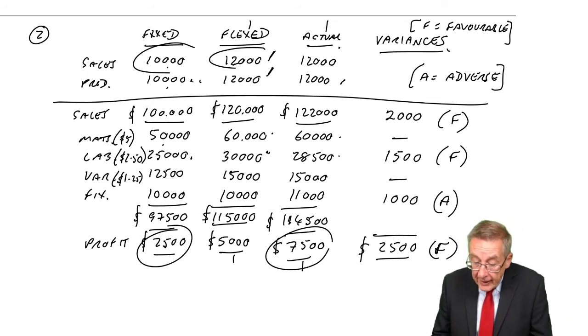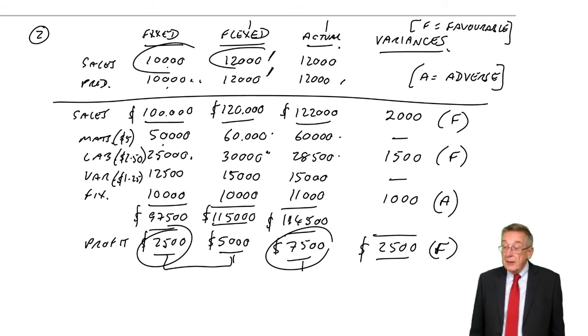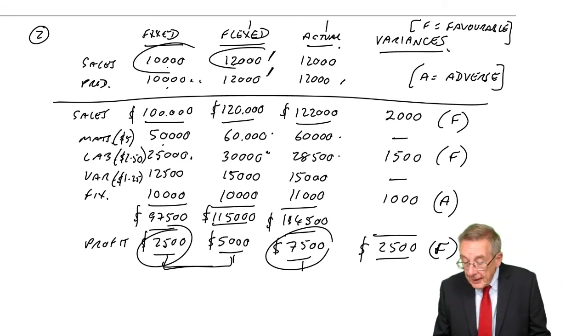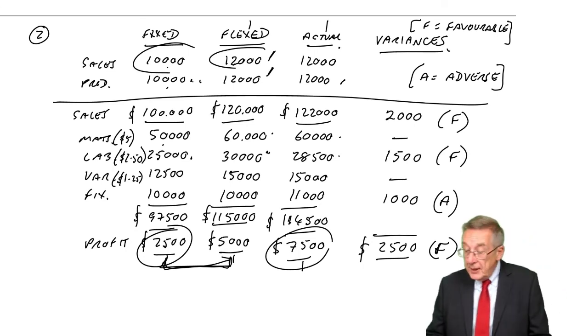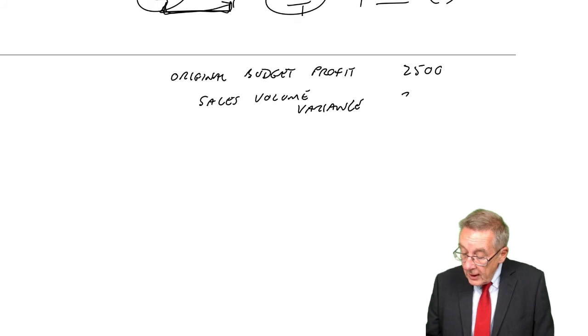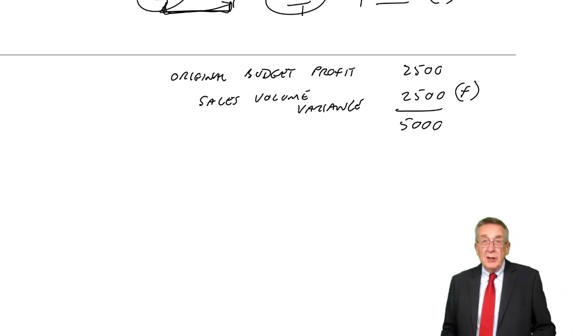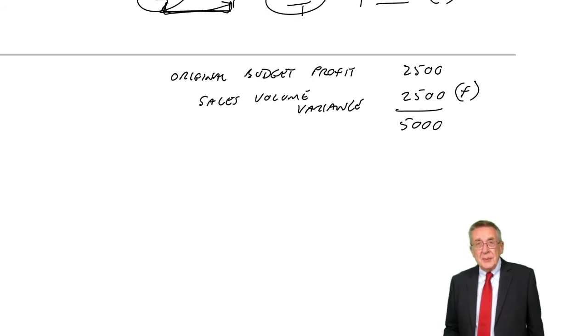And if everything else had gone perfectly, selling and producing 12,000 units, the profit should have been 5,000. So we get an extra, the difference, 2,500, because we've sold more units. We call that the sales volume variance. An extra 2,500 favourable, it's more profit. So we should have got 5,000. Why didn't we get 5,000?